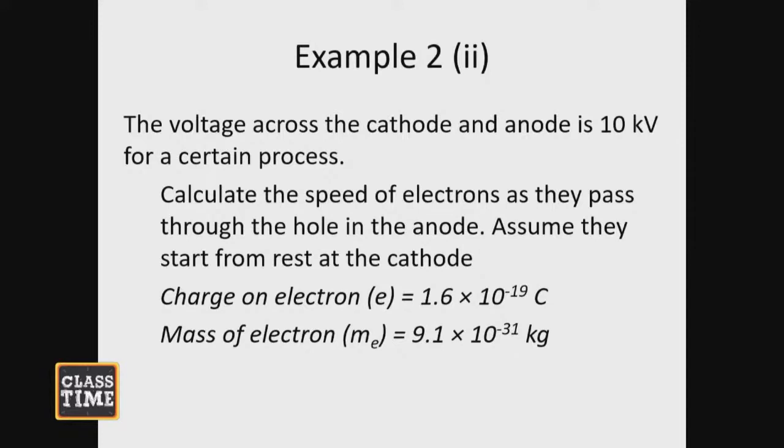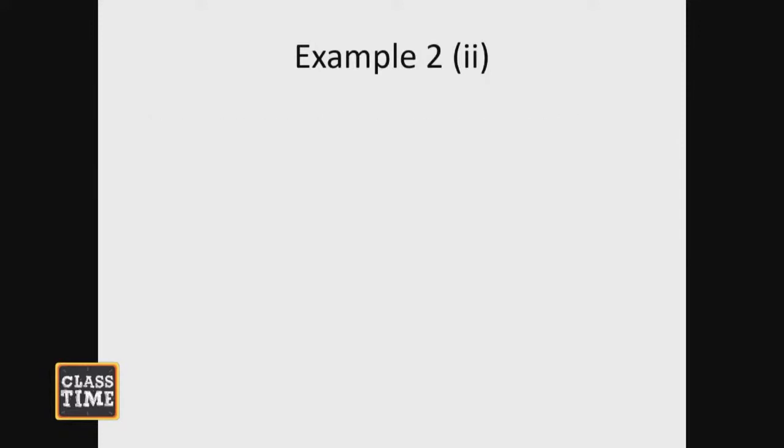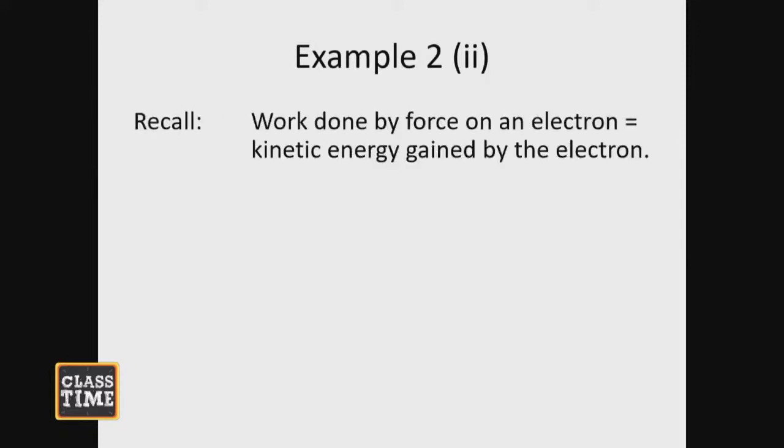Okay, so we look at part 2. Recall that the work done by the force on an electron is equal to the kinetic energy gained by the electron. Work done equals kinetic energy gained. All right, that was something that you were supposed to know and you were asked to recall. So we can say that the work done, the force on the electron times the distance it travels, would be equal to half m_e v squared. m_e is the mass of an electron, v is the speed that the electron acquires, and F times d is the force on the electron times the distance.